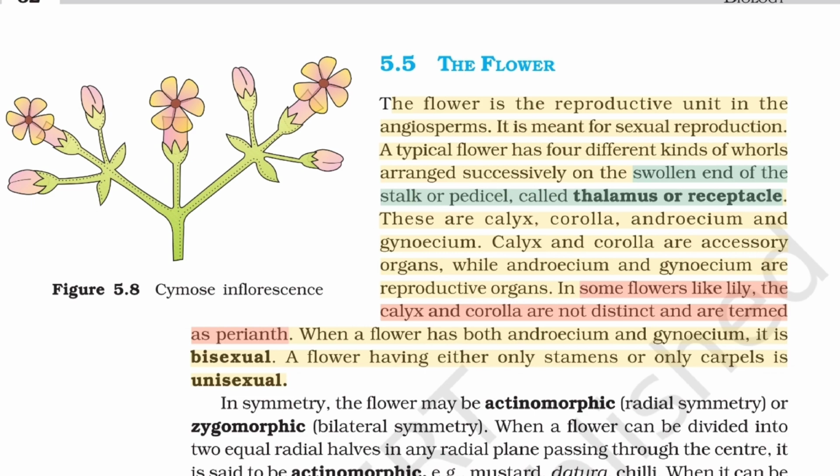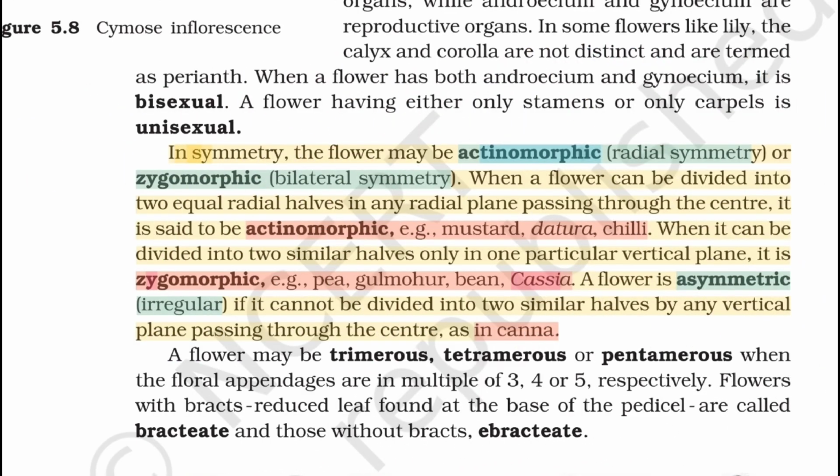When a flower has both androecium and gynoecium, it is bisexual. A flower having either only stamens or only carpels is unisexual. In symmetry, the flower may be actinomorphic, radial symmetry, or zygomorphic, bilateral symmetry. When a flower can be divided into 2 equal radial halves in any radial plane passing through the center, it is said to be actinomorphic, example, mustard, datura, chili.